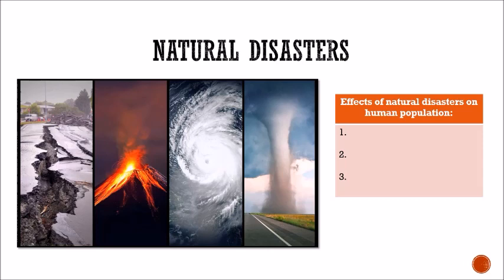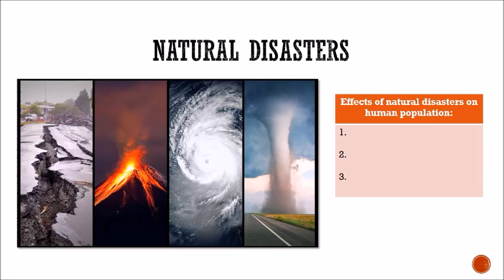So think about some effects of natural disasters on human population. For example, let's think about one. If there's a hurricane that hits a certain area, there can be some water shortage, right? People do not have enough drinking water, and there's a lack of water. Maybe there's no electricity. Maybe people can get killed. Maybe what else? There's many things that can happen, right?